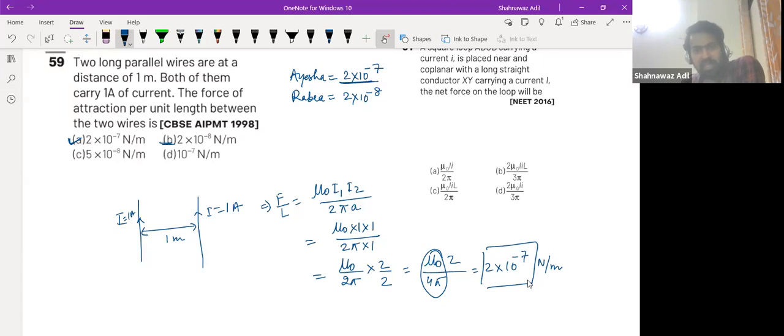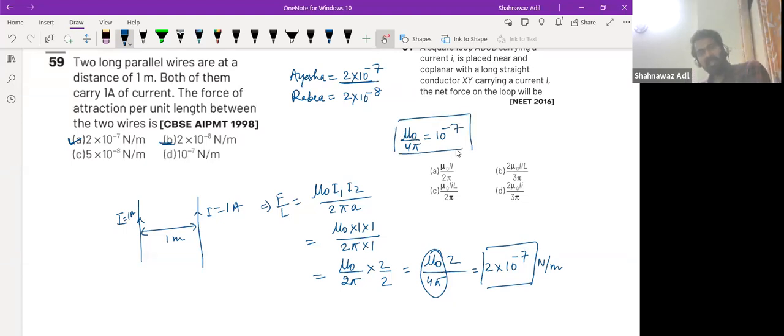How did you get it? Yes, sir, how did you get 10 to the power minus 8? Sir, I don't know, it was a calculation mistake, I guess. Yeah, there must be, because this value is 2 into 10 to the power minus 7. We have to remember this.